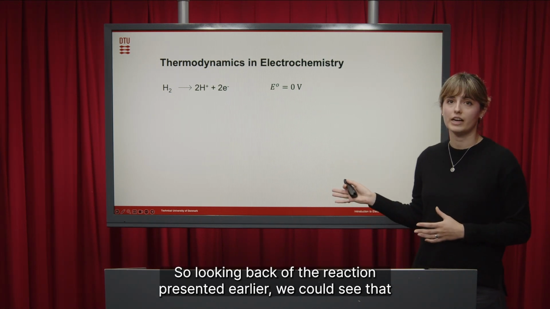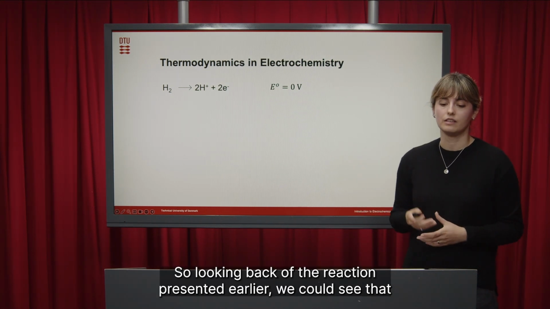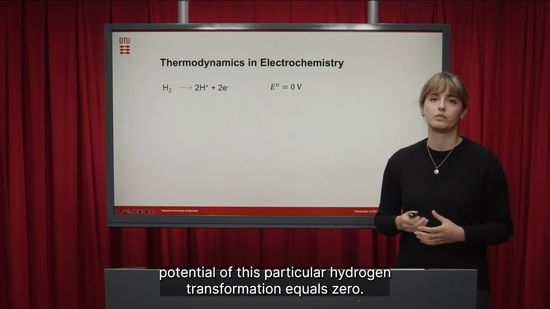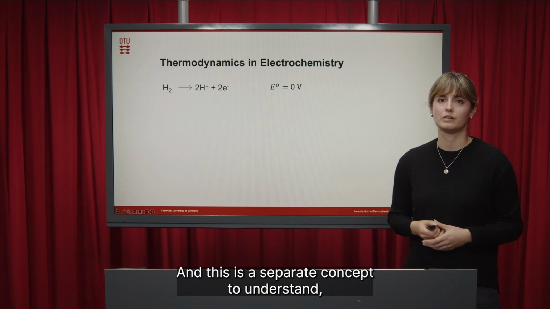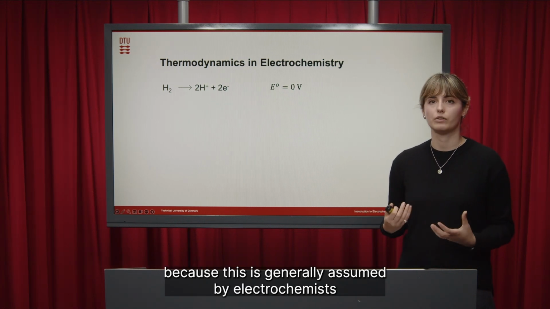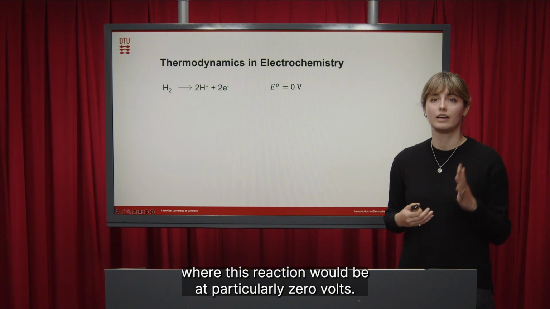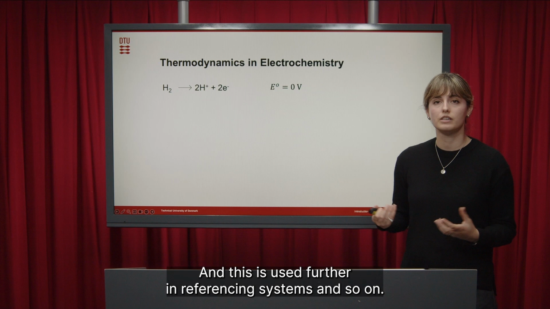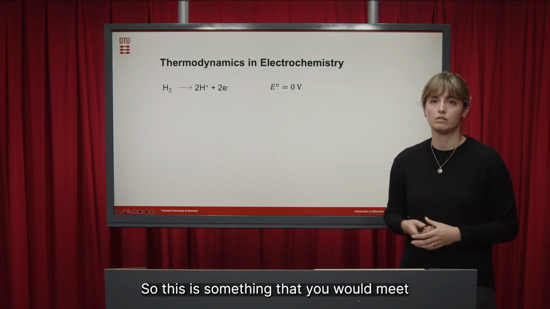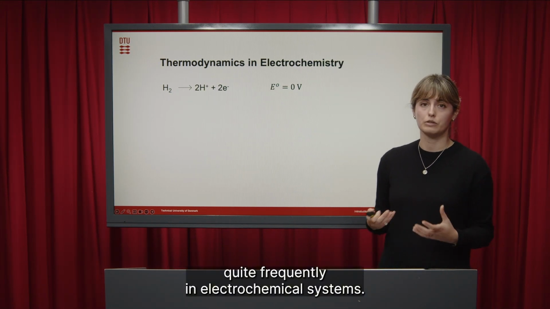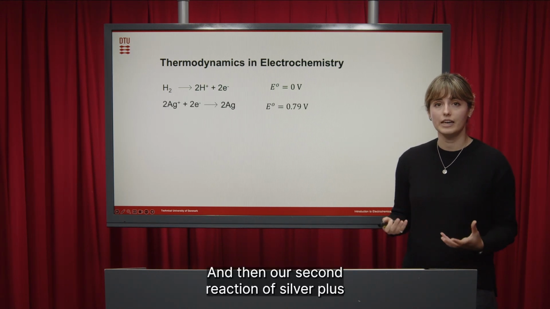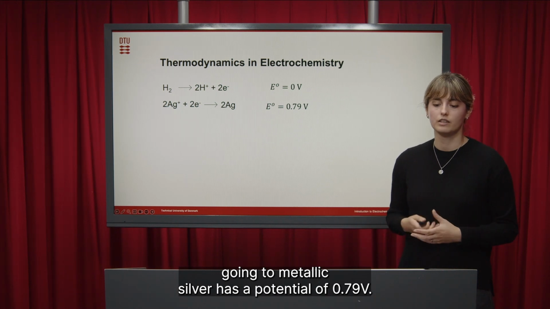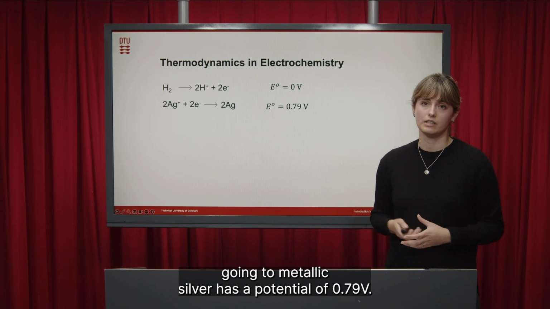Looking back at the reaction presented earlier, we could see that the potential of this particular hydrogen transformation equals 0. And this is a separate concept to understand because this is generally assumed by electrochemists, where this reaction would be at particularly 0 volts, and this is used further in referencing systems and so on. So this is something that you would meet quite frequently in electrochemical systems. And then our second reaction, of silver plus going to metallic silver, has a potential of 0.79 volts.